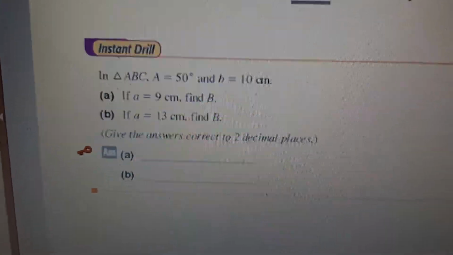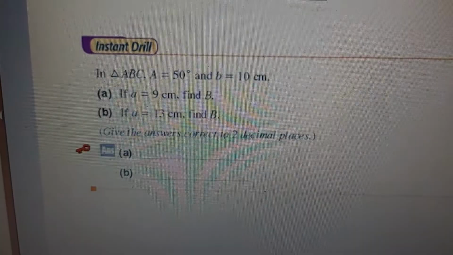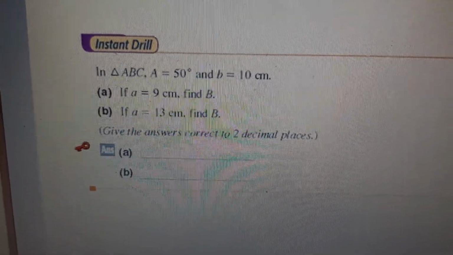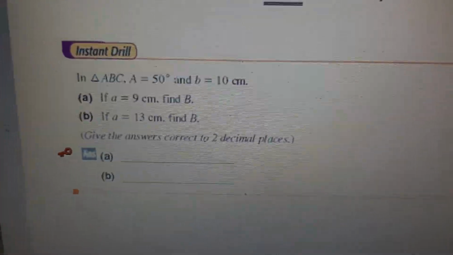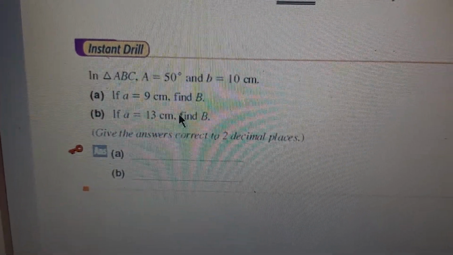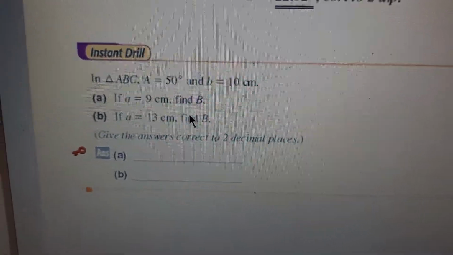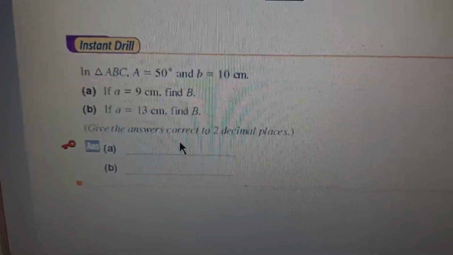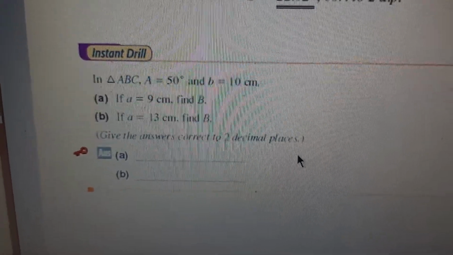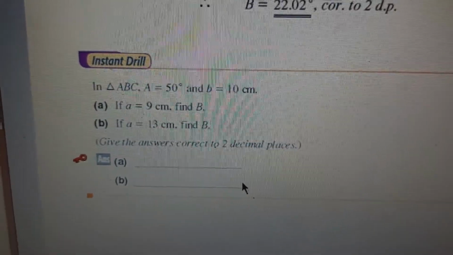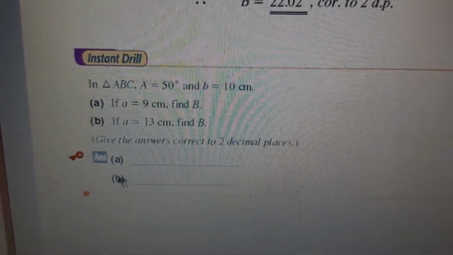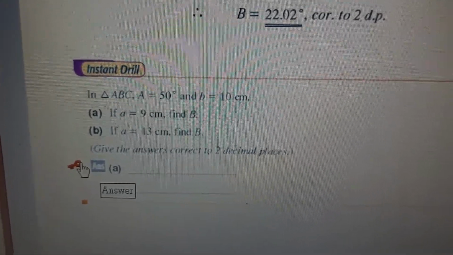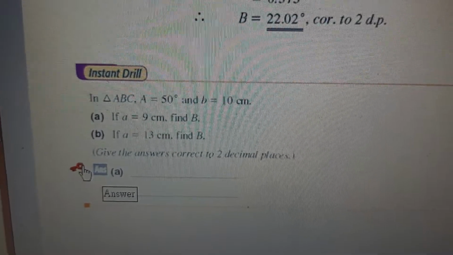So everyone, try to solve this question. In triangle ABC, angle A is 50 degrees, side B is 10 cm. Part A: if side A is 9 cm, find angle B. Part B: if side A is 30 cm, find angle B. Correct your answer to 2 dp. Okay, try to solve this problem and open this video to check the answer. Okay, have you finished? The answer is here.